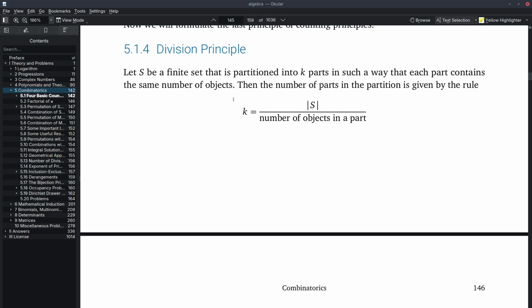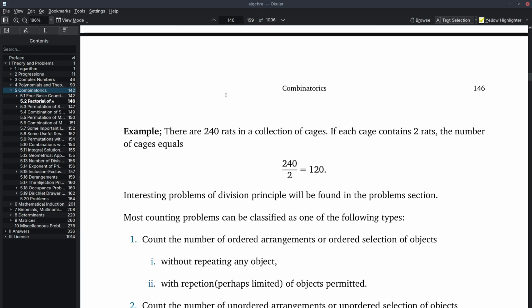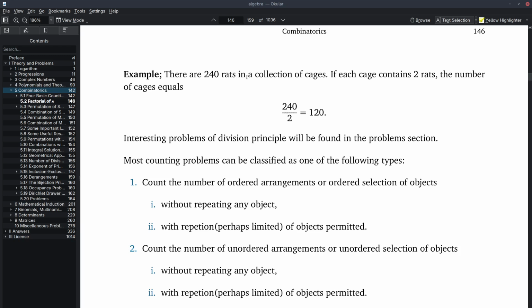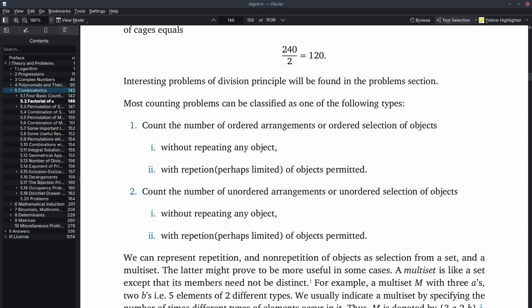Okay. Now we come to the division principle. Let S be a finite set that is partitioned into k parts in such a way that each part contains the same number of objects. Then the number of parts in the partition is given by the rule k is equal to the size of S divided by the number of objects in a part. An example: there are 240 rats in a collection of cages. If each cage contains 2 rats, the number of cages equals 240 divided by 2, which is 120. Interesting problems of the division principle can be found in the problem section.